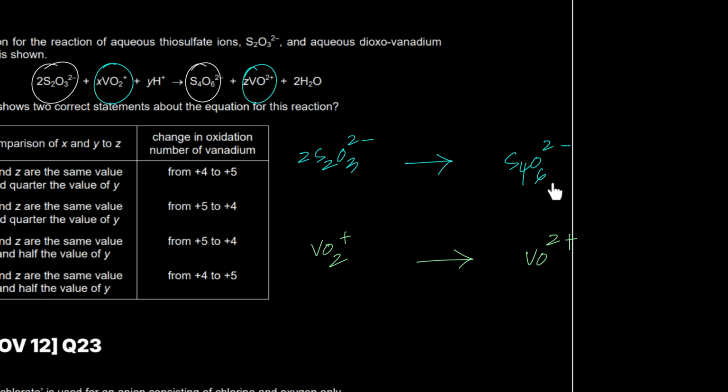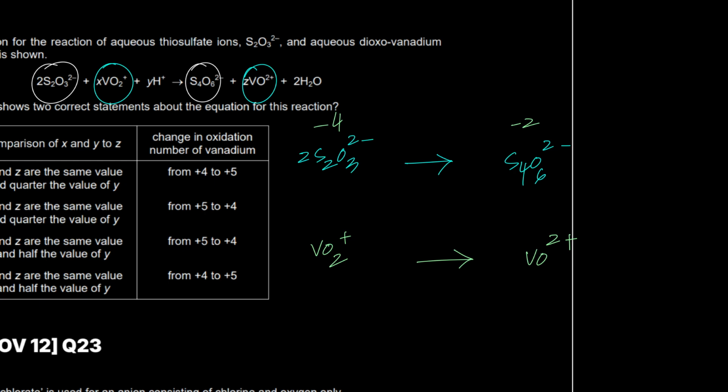Because the O's are already balanced. I don't even care about the H's, right? Then what am I going to do? I just need to balance the charges. You have how many charges here? You have 4 minus charge on the left total. Why? Because it's 2 minus, you have 2 of 2 minuses. So minus 4 charge on the left. How much charge do you have on the right? Minus 2.